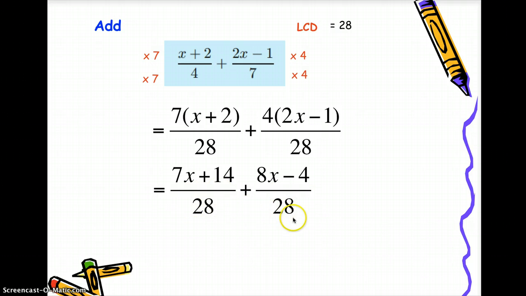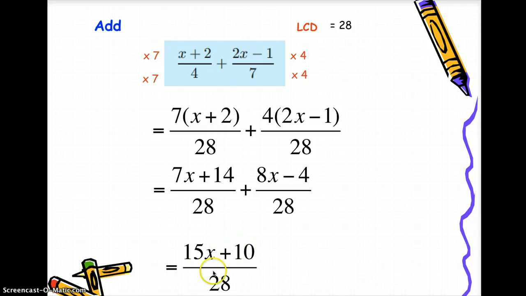Now that the denominators are the same, we can now add. Be careful. You only add like terms. In these expressions, 7x and 8x are like terms, so you can combine them. And the constants 14 and negative 4 are like terms, so you can add them. Next step. 7x plus 8x is 15x. 14 plus negative 4 is positive 10, so you have plus 10 over 28.